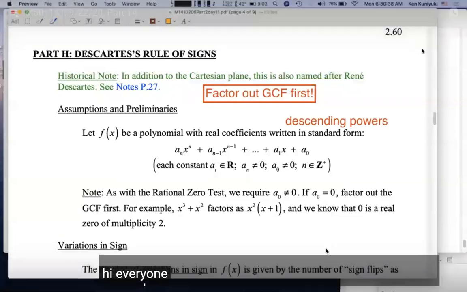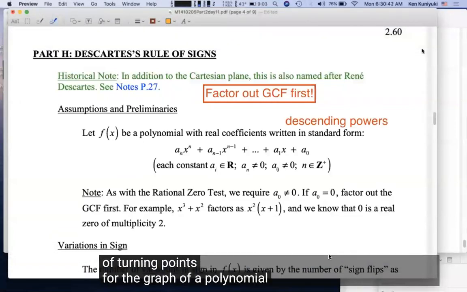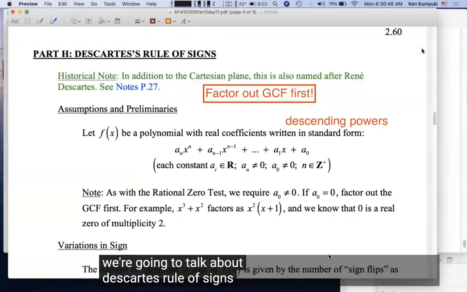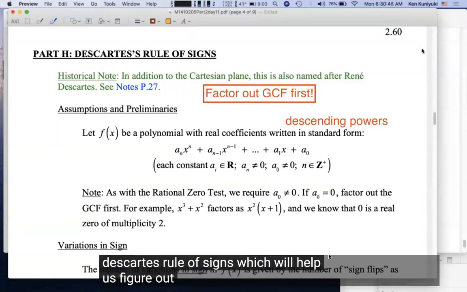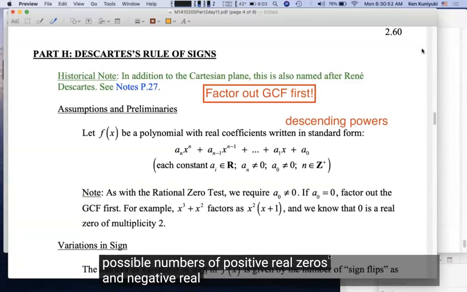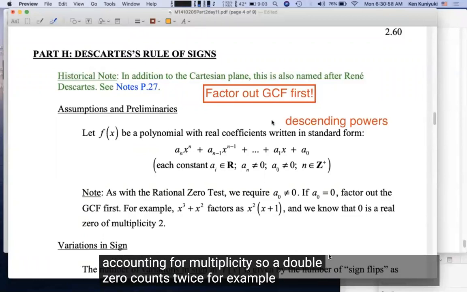Hi everyone, remember when we found possible numbers of turning points for the graph of a polynomial? Well, now we're going to talk about Descartes' rule of signs, which will help us figure out possible numbers of positive real zeros and negative real zeros, accounting for multiplicity. So a double zero counts twice, for example.